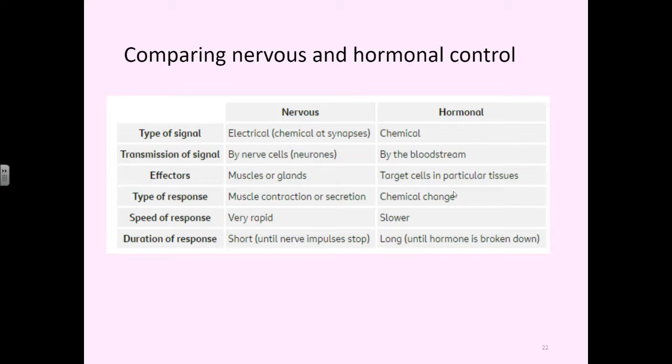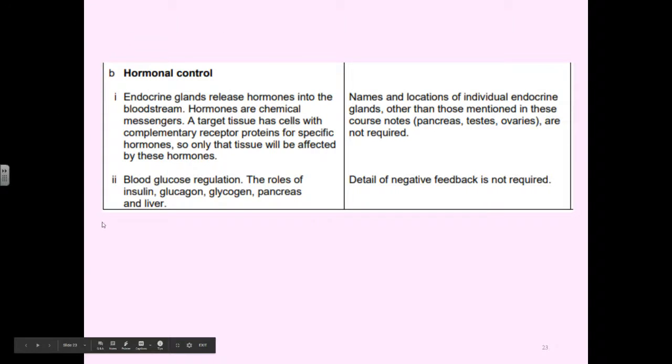Hormonal response is just to produce hormones, so it causes a chemical change in the cell. Speed of response: nervous is very rapid. Hormones tend to be slower, but they can hit a lot more parts of the body. Duration of response: nervous is short and sharp, lasting until it stops sending the signal. Hormonal, if you put enough in the blood, it will keep going around hitting those receptors until it is broken down.